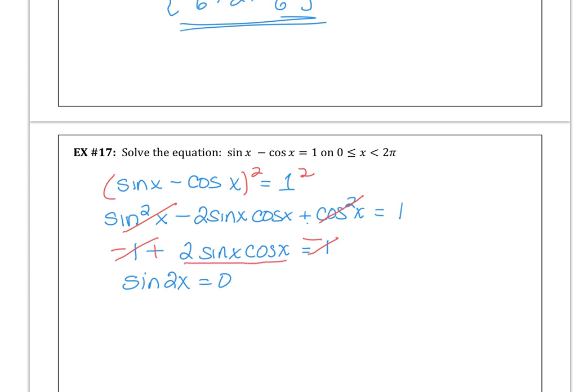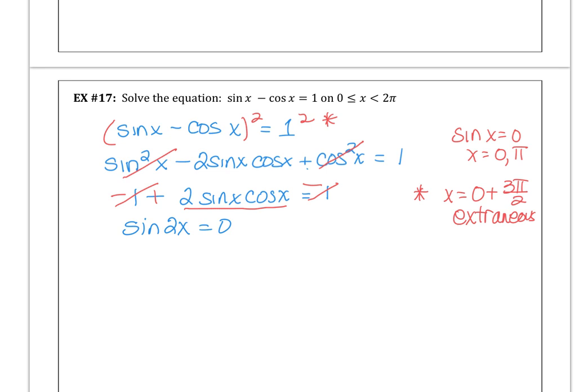And we know that the sine of x is 0 when x is 0 or pi. And we know that we're going to have some extraneous solution because we've squared things. If you square both sides, x equals 3 pi over 2, that's going to be extraneous. So the only thing that would work would be when 2x is 0 plus 2 pi n, x is 0 plus pi n, and that's where that extraneous happens over here.